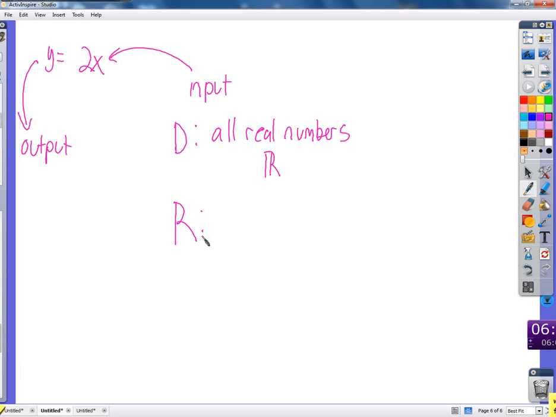Could you possibly get me negative 0.6739? Is it conceivable? Yes, somehow, you could. So yes, again, all real numbers, that's the range for this relation.